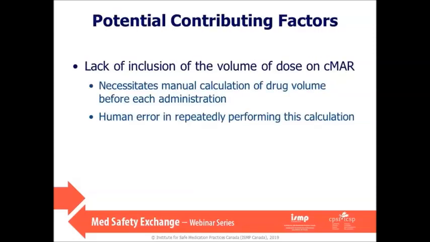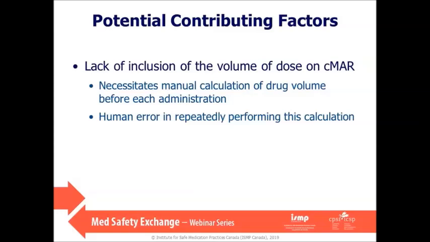So some of the potential contributing factors: the lack of inclusion of the volume of dose on the CMAR. What this meant was they had to calculate each time they gave a dose how much the volume would be before the administration. And a question that might come up is whether or not the nurse would document the volume on the CMAR. We have an example on the next slide of what it looks like. Generally, they wouldn't document that post-CMAR print. There are some cases I've heard of, though, where manual additions are done afterwards to highlight a piece of important information. So, human error in repeatedly performing the calculation.